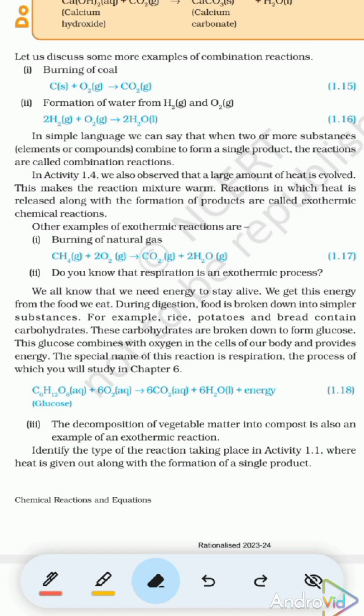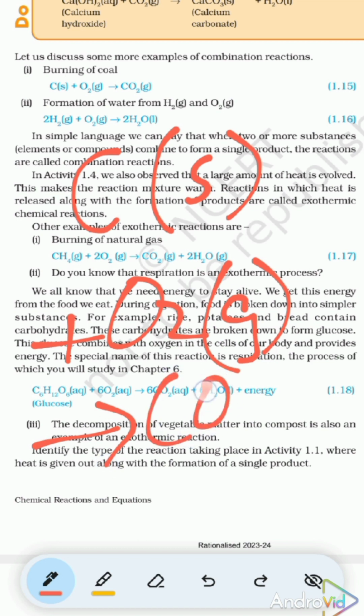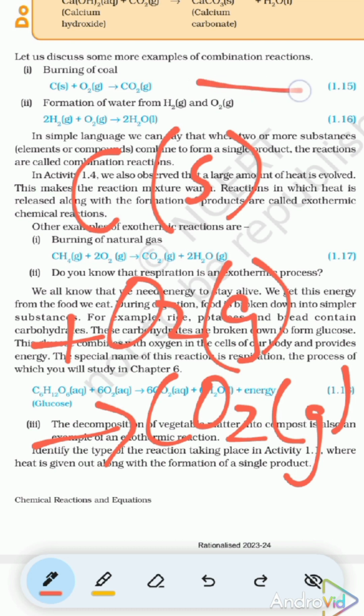Now, let us discuss some more examples of combination reactions itself. So, the first example would be burning of coal. Coal is nothing but carbon in its natural, solid state. When coal is burnt, burning always occurs in the presence of oxygen. So, C plus O2, that is oxygen in gaseous state, will give carbon dioxide, CO2, which is also a gas, which is nothing but equation 1.15.